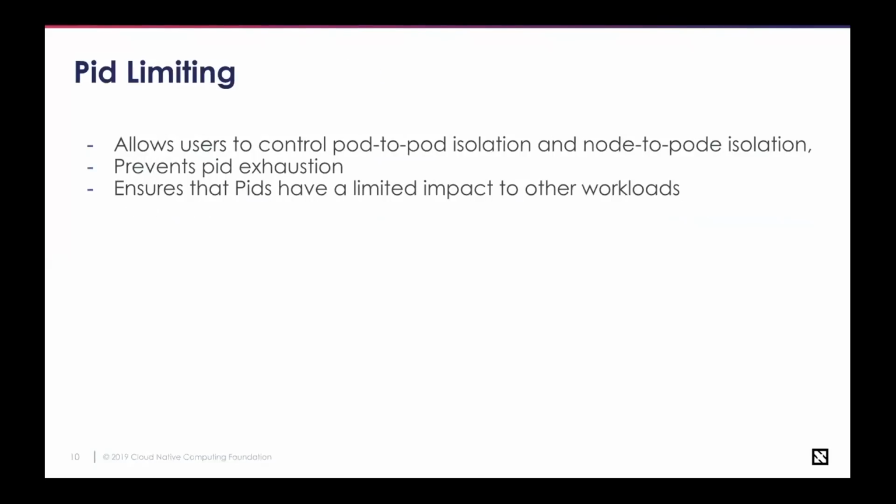Next, we have PID limiting. So this new feature will allow process IDs, also known as PIDs, to have more isolation. So we have pod to pod isolation and node to pod isolation, and this will help prevent PID exhaustion. Hitting PID resource targets is a fairly easy thing to do, and doing so can often lead to instability. So having this enhancement will ensure that PIDs have a limited impact to other workloads.